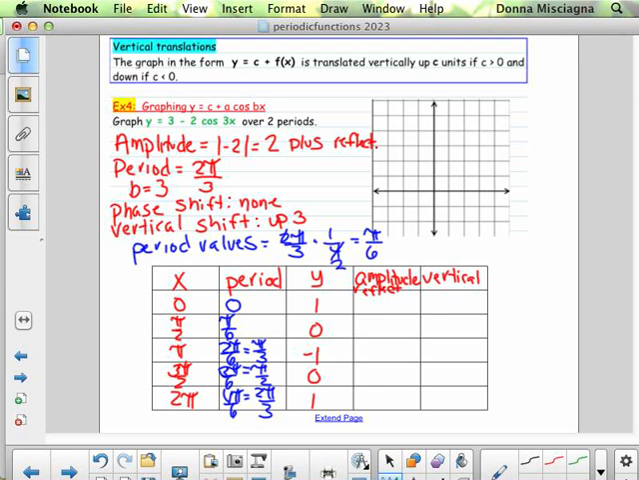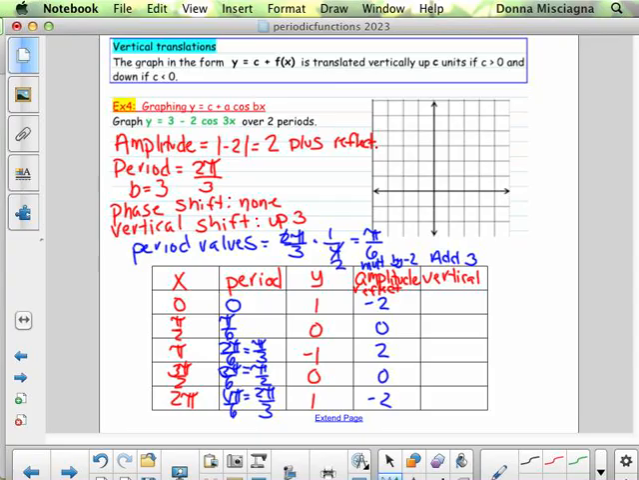For the amplitude change and reflection, we're going to multiply by -2. So all those y values will be multiplied by -2. That's going to be -2, 0, +2, 0, and -2. And then for the vertical shift, we'll just add 3 to all the y values after the amplitude and reflection change. Right? So it's always a dilation before a translation. The amplitude change and reflection is a dilation, and then the translation is the vertical shift.